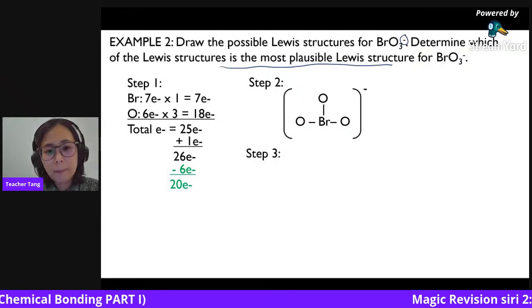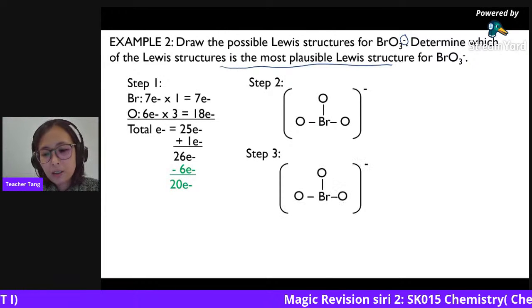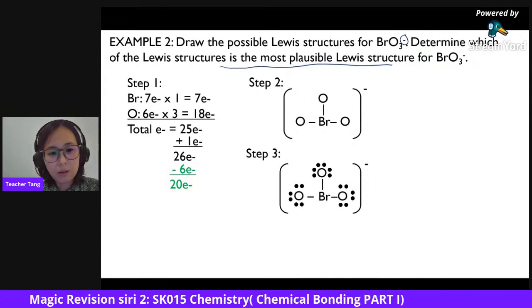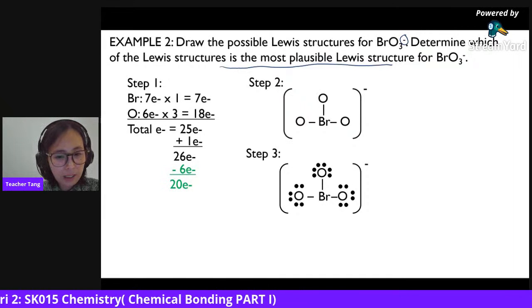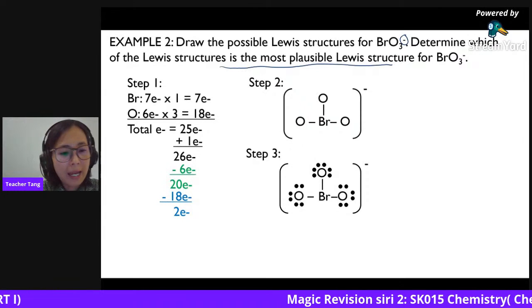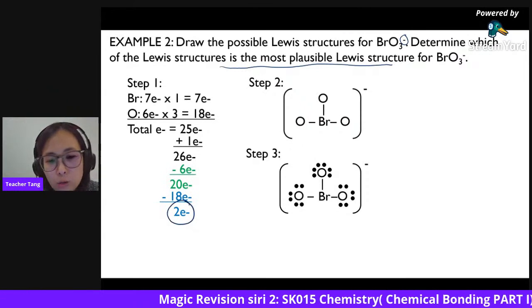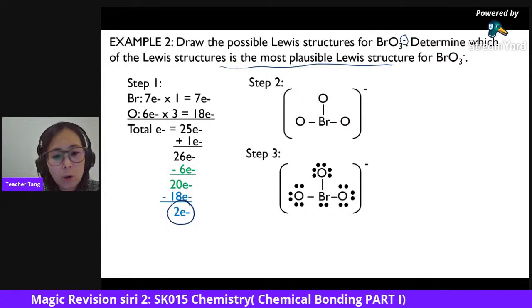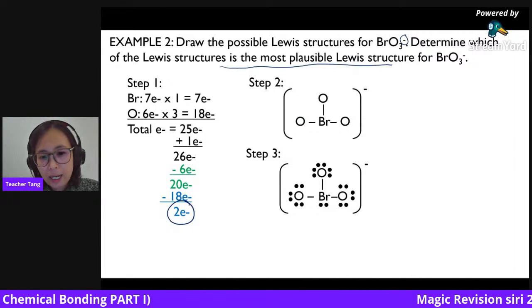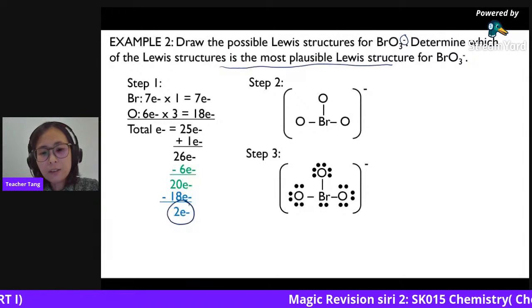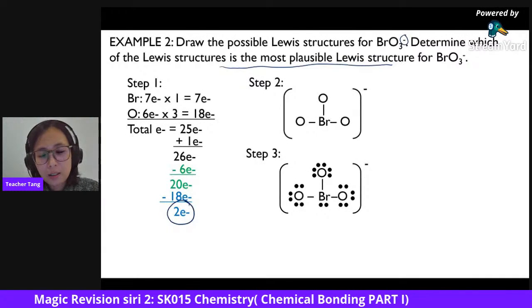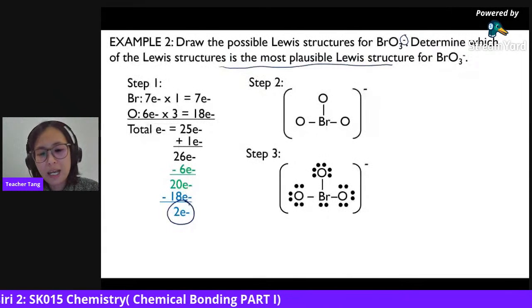So in step number 3, we want to make the terminal atoms octet. So put all the electrons in to make the terminal atoms octet. So that is 18 electrons, so -18. So 2 more electrons remain, and these remaining electrons must go to the central atom, and here it is the bromine atom. Okay, and can you see that after step number 3 for bromate ion, the central atom, bromine, is already octet, already having 8 electrons around it.